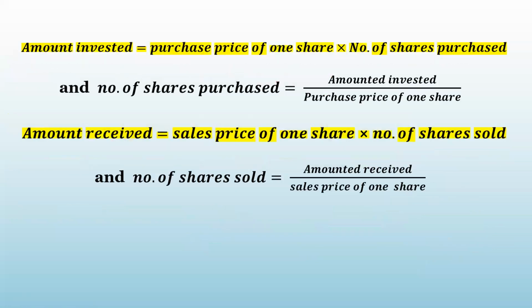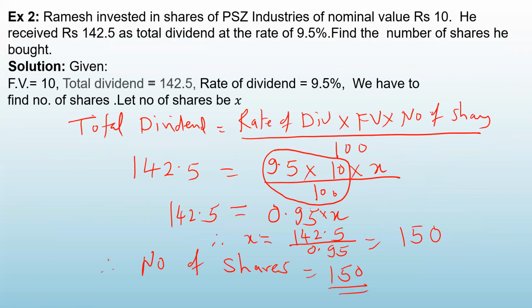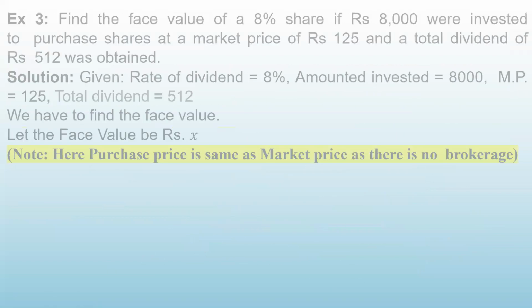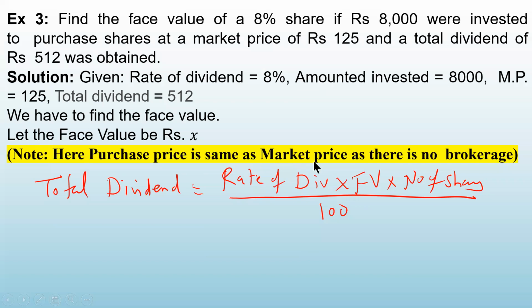In this problem, purchase price is the same as market price. So that is what I am writing here. I have written here: purchase price is same as market price because there is no brokerage. Okay. So you are not given the number of shares purchased, but you can calculate it.